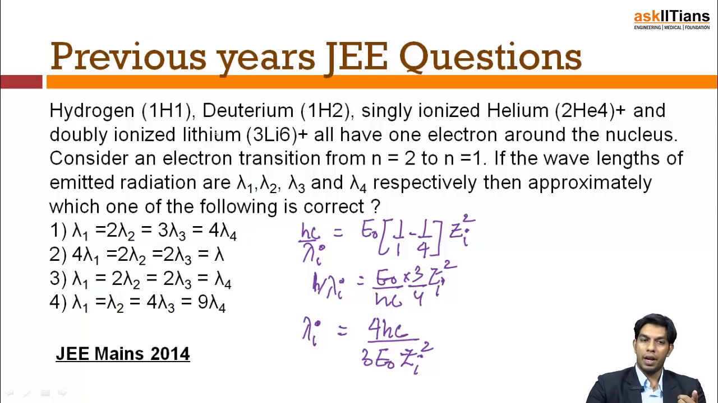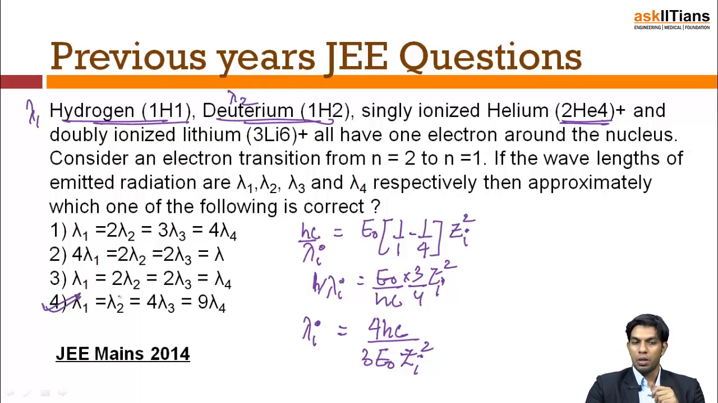So over here in hydrogen I have Z equals 1, in deuterium as well I have 1, in singly ionized helium I have 2. So if this corresponds to lambda 1, this corresponds to lambda 2, lambda 1 is equal to lambda 2, that's a done deal. So just by going by my objective skills, I find out that the only condition in which lambda 1 is equal to lambda 2 is the fourth one. So it means fourth is the correct answer.